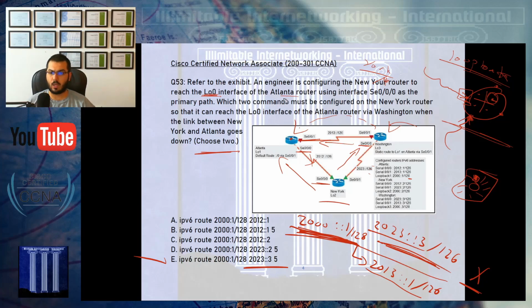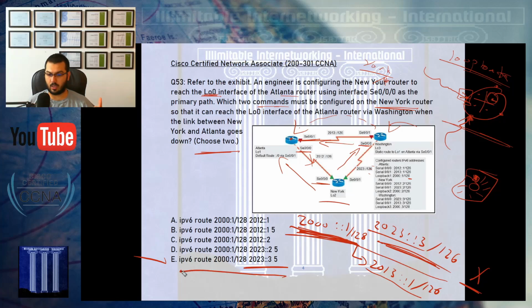Okay, so let's see. An engineer is configuring the New York router to reach the loopback 0, and the loopback 0 address is 2000::1. Okay, I agree. Of Atlanta using serial 0/0 as the primary path, which command must be configured on New York. Oh, I'm sorry. Both the commands should be configured in New York. I thought that it needed also in Washington. So we need two commands on New York.